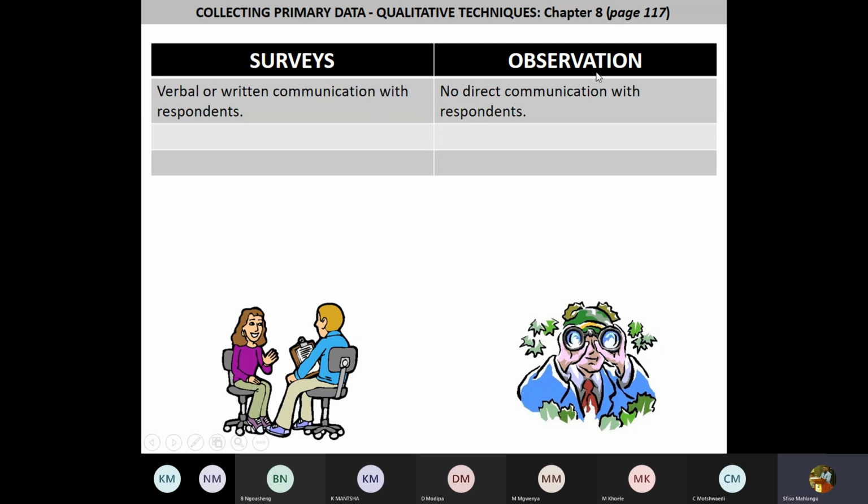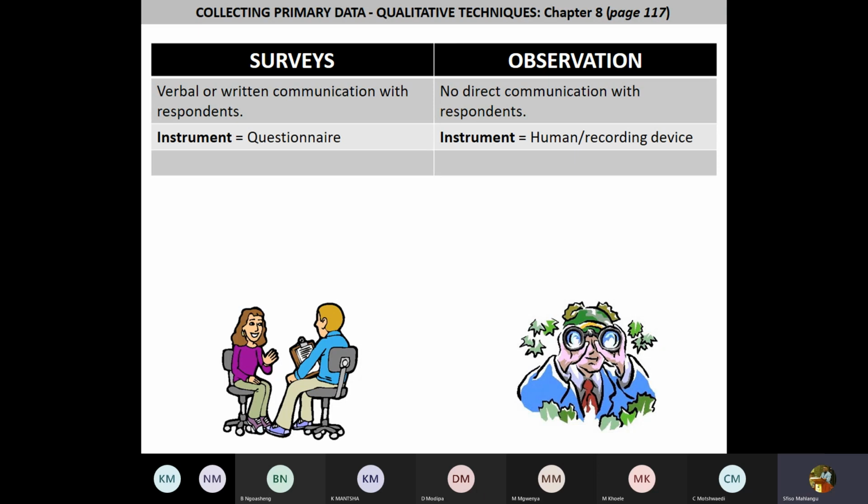Here we will simply, for example, watch video recordings of those respondents. They can be aware that they are being observed. Sometimes they are not aware. So the key differentiator is that with surveys, we want to communicate. We want to talk to them, even if it's written communication.